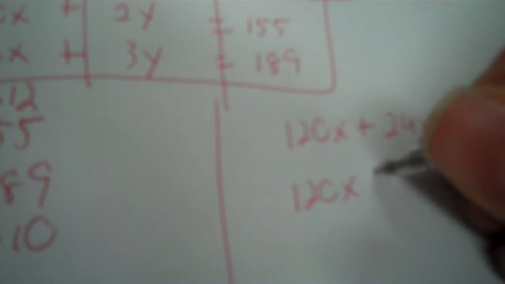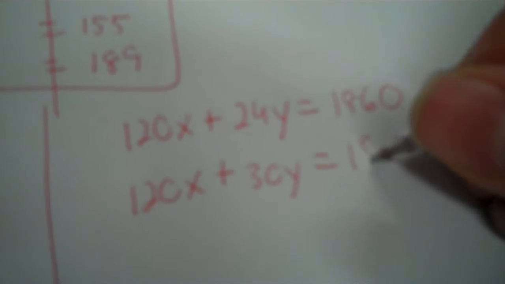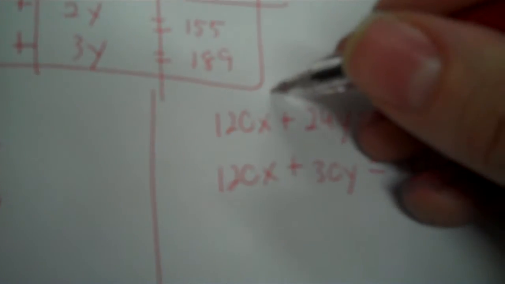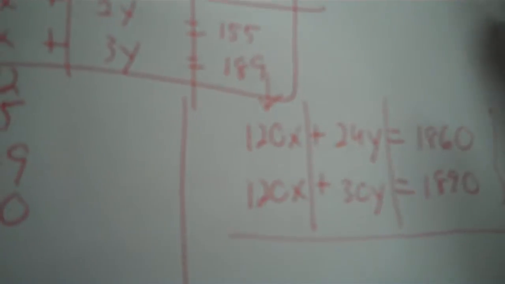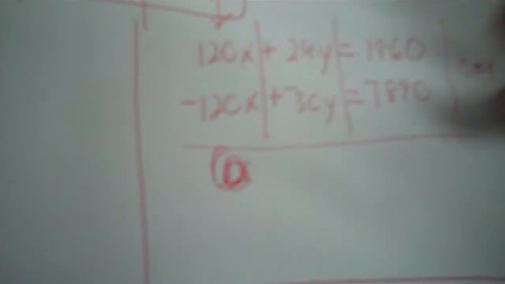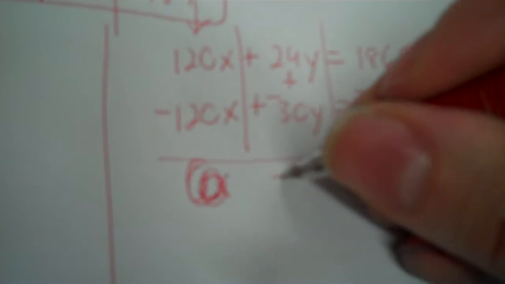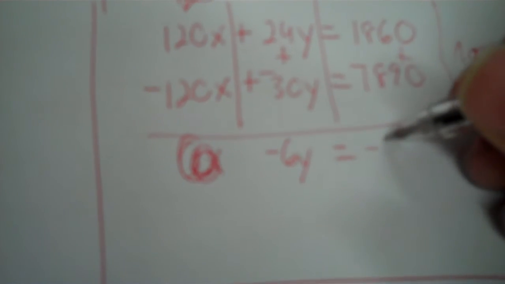Now bottom, it's going to get 120x again. 3 times 10 is 30y. 189 times 10 is 1,890. Okay. Now add. Now this is where you're going for the elimination. You got the same term, but you need a positive and a negative. So that's 0x. 24 plus negative 30 is negative 6y. That plus this is negative 30.